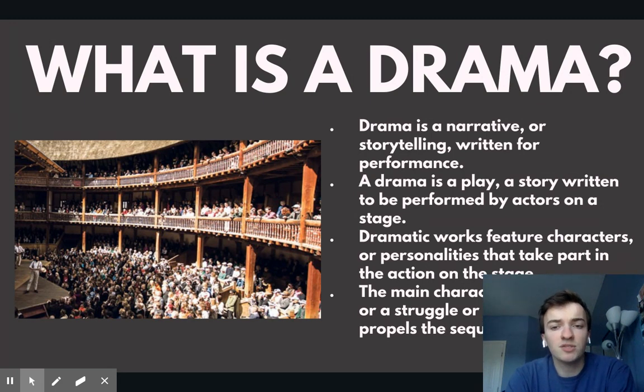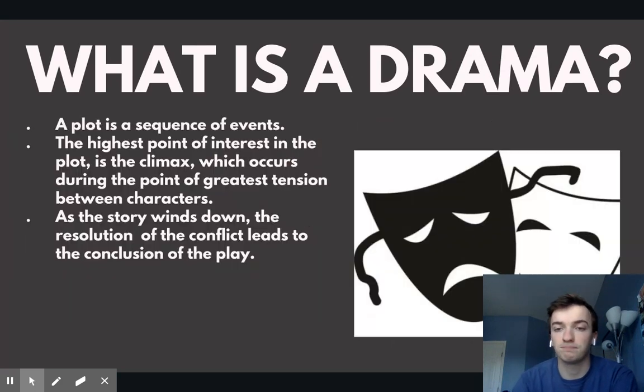A drama is a play, a story written to be performed by actors on a stage. They feature characters, or these personalities, played by actors. And most of the time, these main characters face a conflict, as with any story, that contributes to their rising action and their climax. That is what people want to see, that typical storytelling aspect of a story.